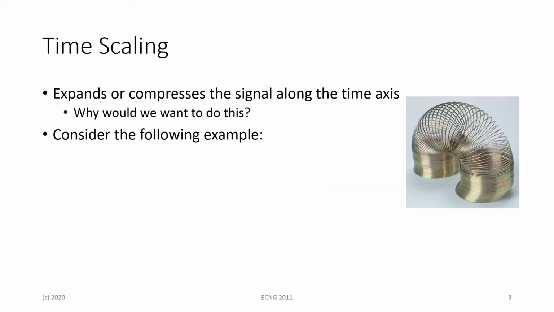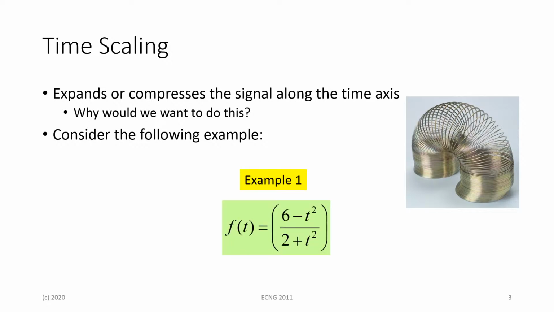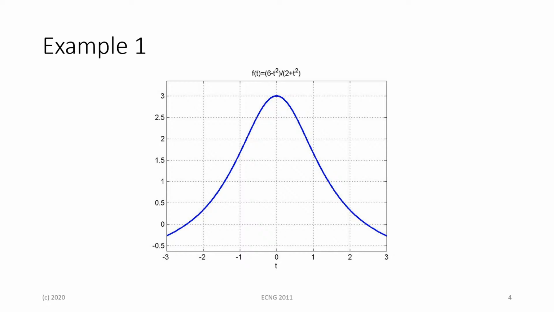So we're focusing on time scaling first. And what this basically does is that it allows us to expand or compress our signal along the time axis. Someone may ask, well, what's the purpose of this? Why would we want to do this? So let's consider the following example. We have our f of t signal, represented by our mathematical equation, and if we decide to plot it, we get this nice curve for the f of t signal.